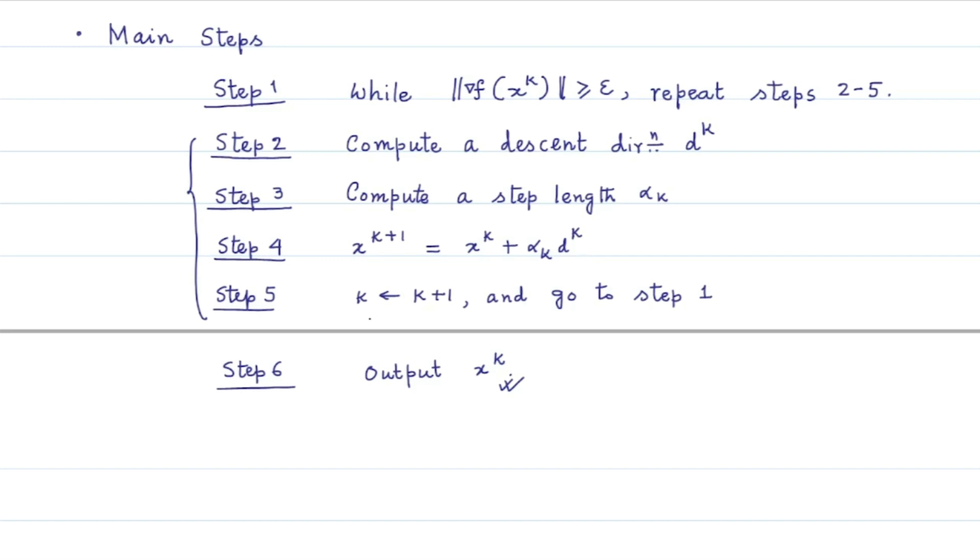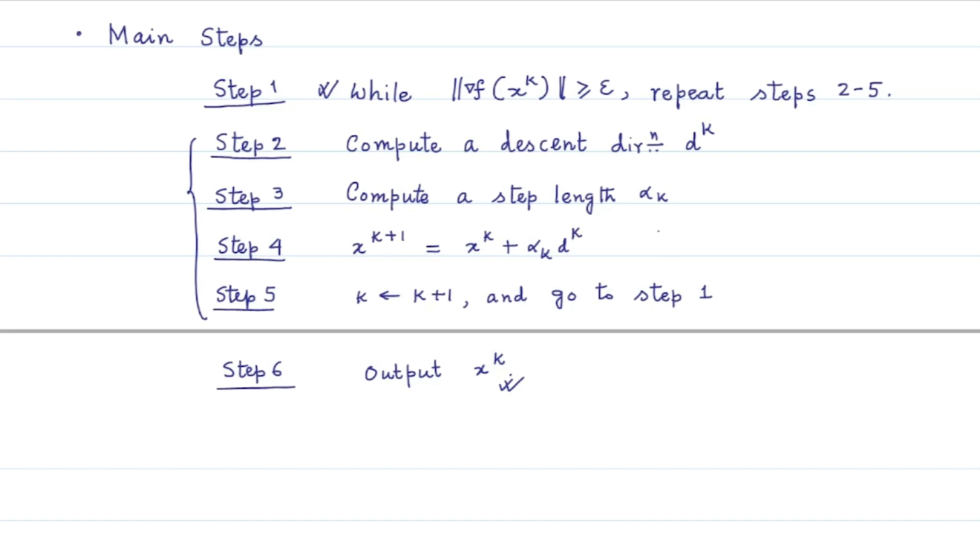Then we update the iteration counter k by k plus 1, and go to step 1 again. Check whether the norm of the gradient of f at xk is less than epsilon. If not, then again go on repeating steps 2 to 5, until we reach a point xk at which the norm of the gradient of f at xk is less than epsilon.